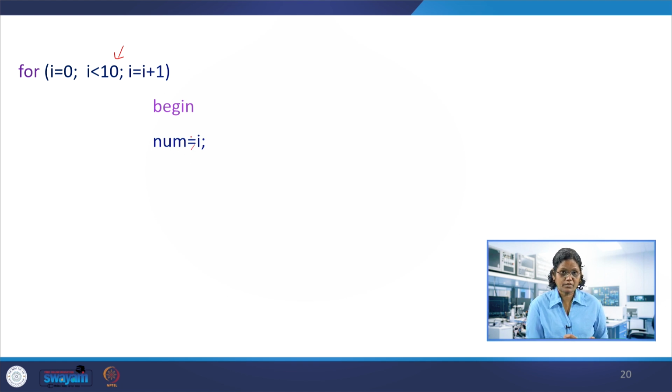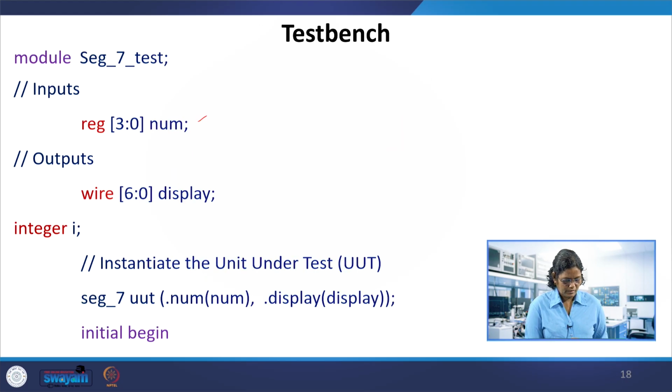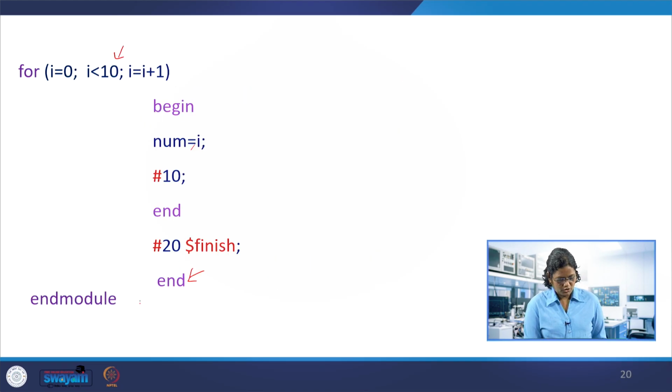Okay, so these are all blocking statements. The loop is iterated, incremented every hash 10, that is 10 time units, and then end, this begin ends over here, and hash 20 dollar finish. After that it needs to be finished at some point. End, so end module, this end is corresponding to the previous begin. Before this integer over here you can see, so here this begin ends over that, so this is end module, the test bench stops over here.